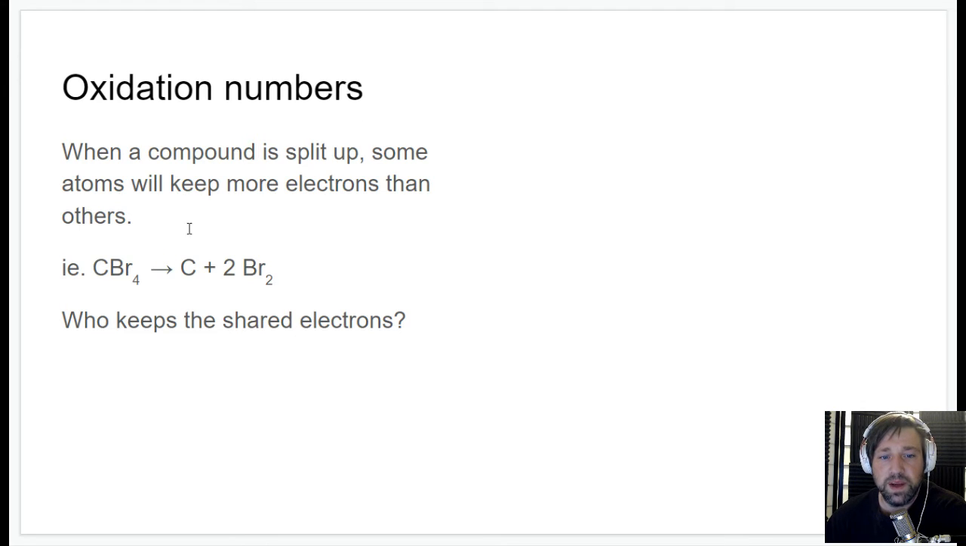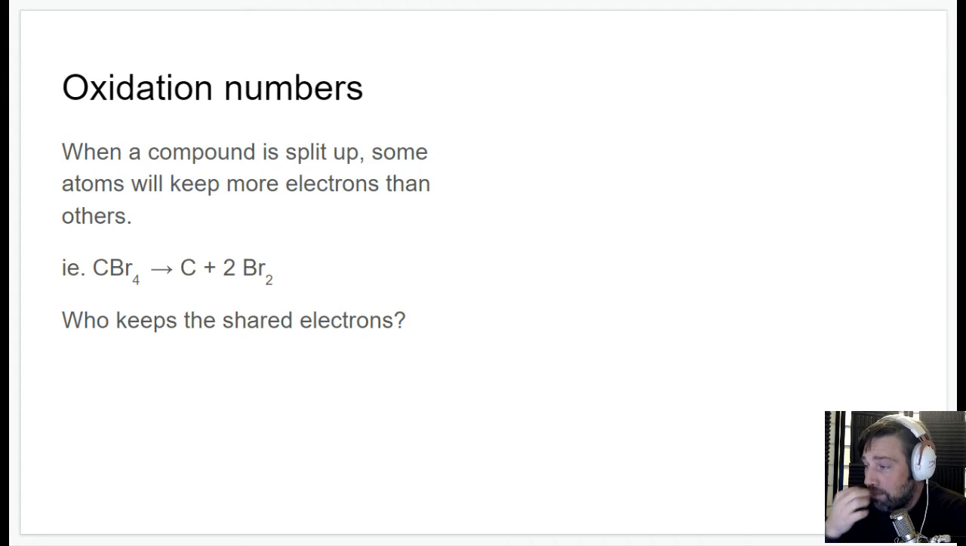So again, if a compound splits up, some of the atoms keep more of the electrons than the others. Who keeps these shared electrons, right? So you have some kind of chemical reaction here where we have carbon tetrabromide, and it splits up into elemental carbon, pure carbon, and two bromine molecules. Remember, this is diatomic. It's two. So this is both elemental carbon and elemental bromine. All right. So who gets to keep these?